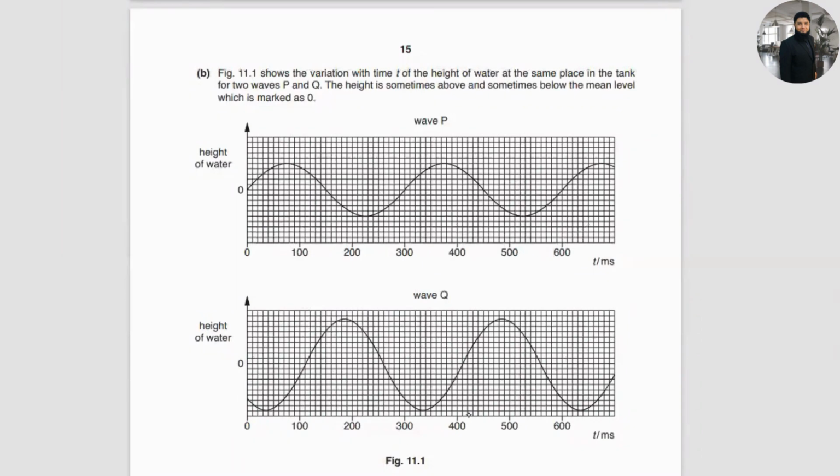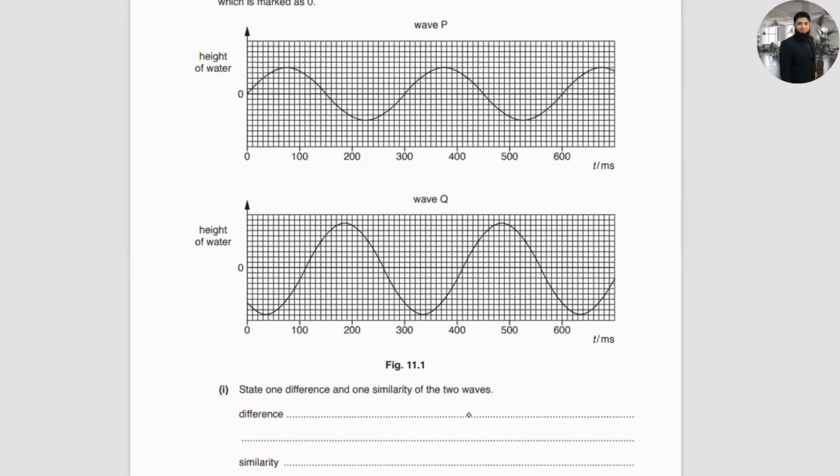Figure 11.1 shows the variation in time t of the height of water at the same place in the tank for the two waves P and Q. The height is sometimes above and sometimes below the mean level, which is marked at 0. State one difference and one similarity of the two waves. The difference is that the amplitudes of the two are different. This one's amplitude is this and the other's amplitude is greater. It is an obvious thing, visible in front of us, that from 0 there is a difference between the amplitudes. This one's amplitude is greater, its height is greater. So the difference is that the amplitudes are different. Okay, what is the similarity?